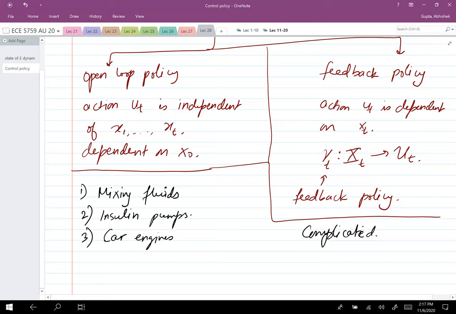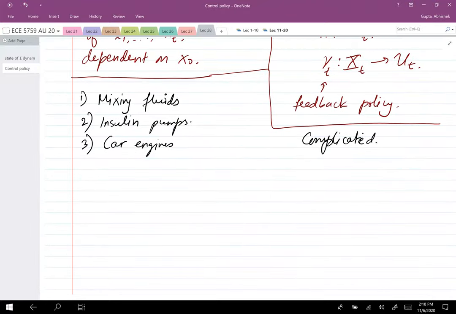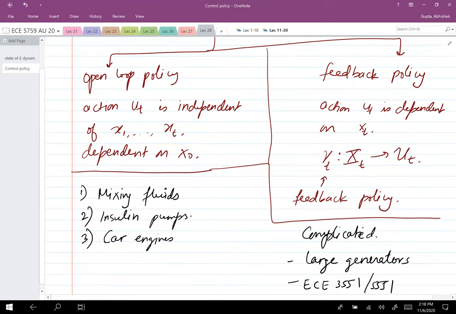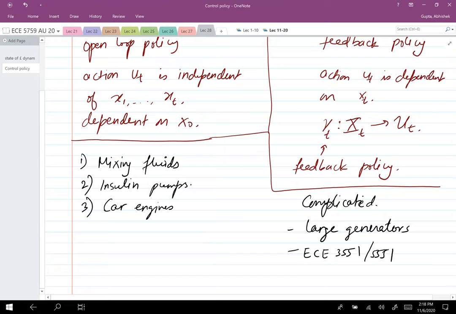So there are a lot of different algorithms running in the car. Many of them are open loop policies that are being updated every few seconds or every few milliseconds to improve the overall efficiency of the vehicle. Okay. But depending on the complexity of the situation, feedback policies are increasingly used in vehicles to improve the efficiency. So that's still some ongoing research, going from open loop policies to feedback policies. Feedback policy would be used in large generators. I'm sure many of you have taken ECE 3551/5551, which is feedback control systems or state space control systems. In all those courses, you just learn about feedback policies. You don't really learn about open loop policy. So in this class, we'll talk more about the difference between open loop policy and feedback policy.